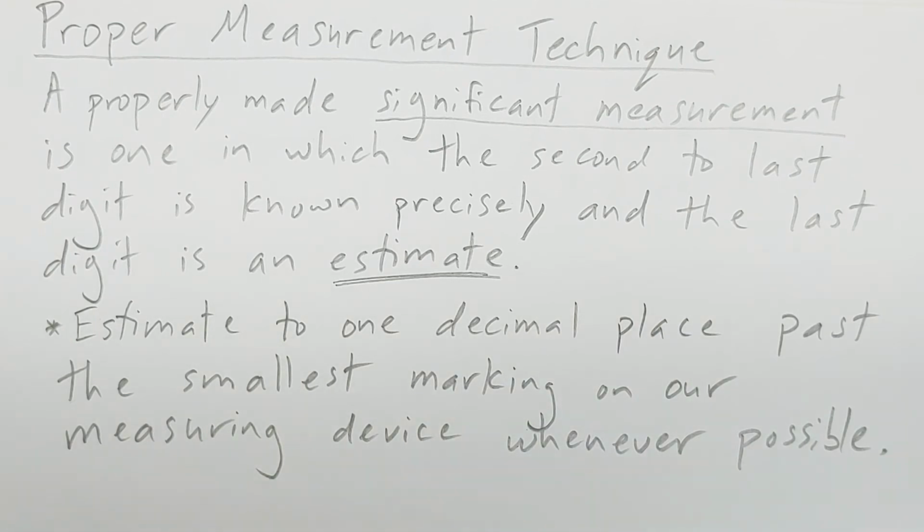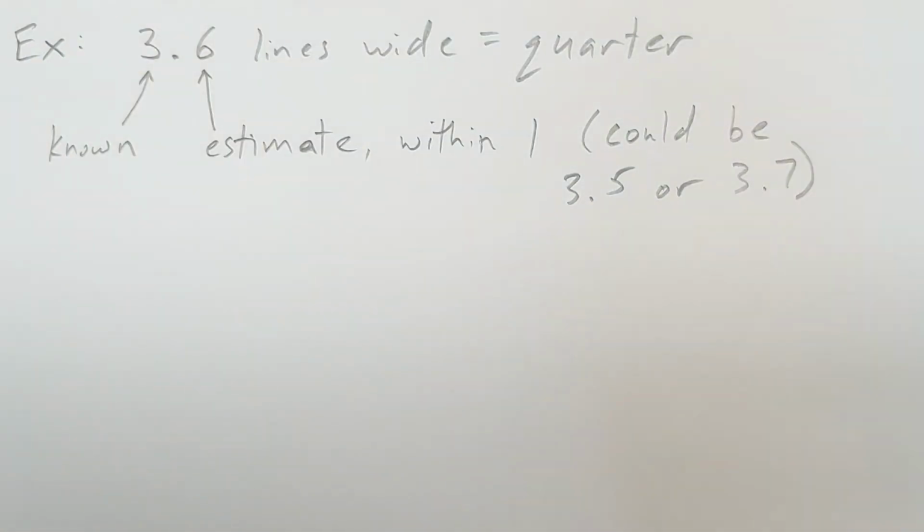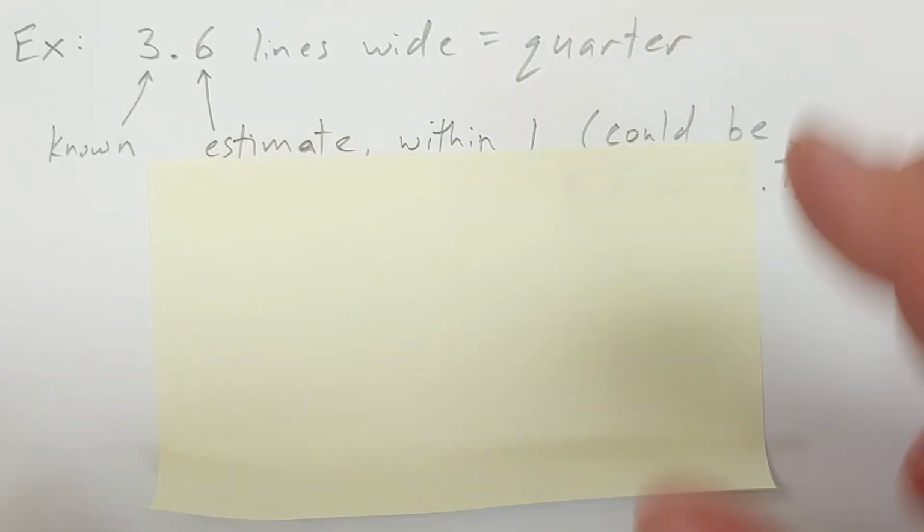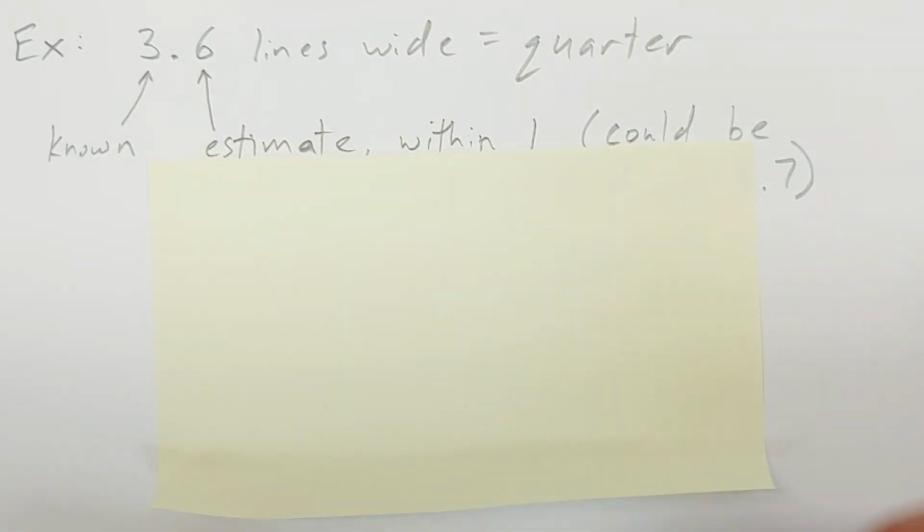I said on here that we want to go to the smallest marking on our measuring device whenever possible. The reason I phrased it like that is that every so often you might be measuring something that is just really, really hard to tell where the edges are, or that might not have well-defined edges. So if I'm measuring a Post-it note, for example, we should be able to measure that just fine.